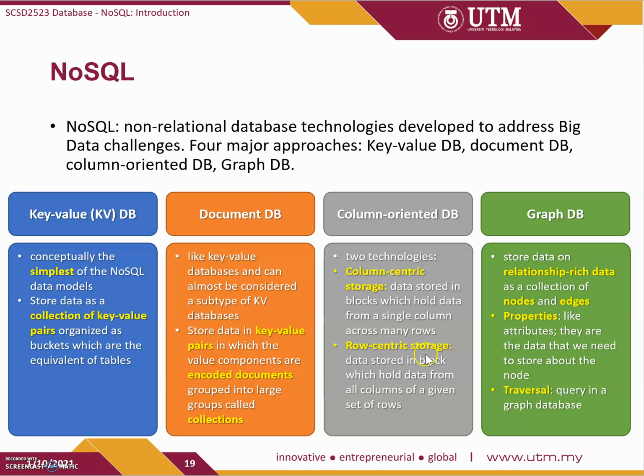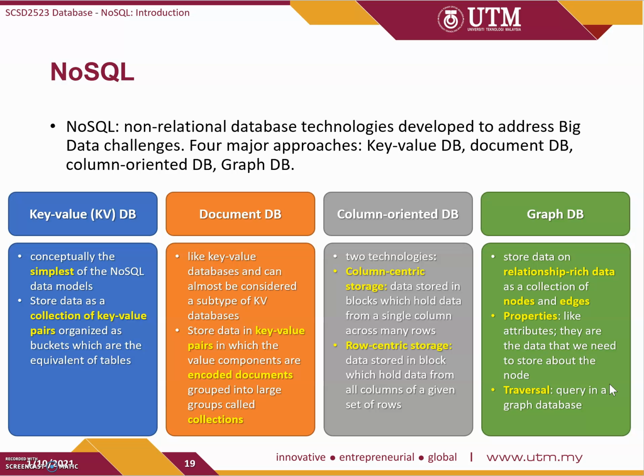So for the row-centric, same like the column, the data will be stored in a block. And this block will hold data from all of the columns in the given set of rows. Lastly is the graph database.